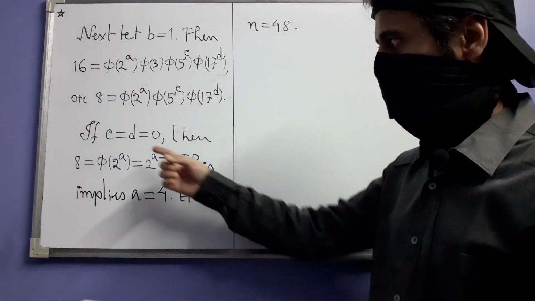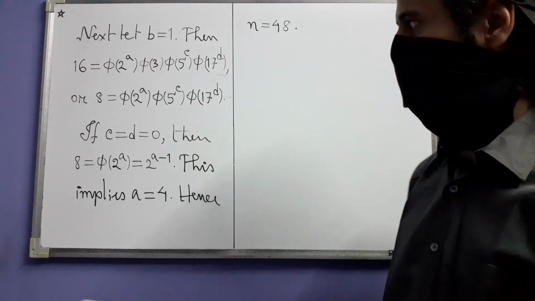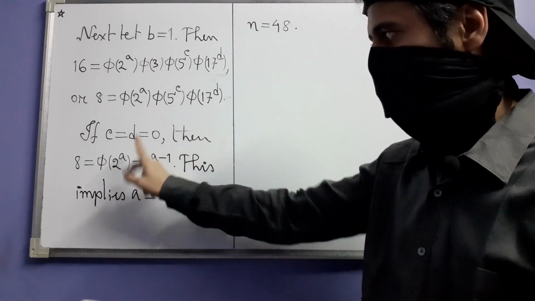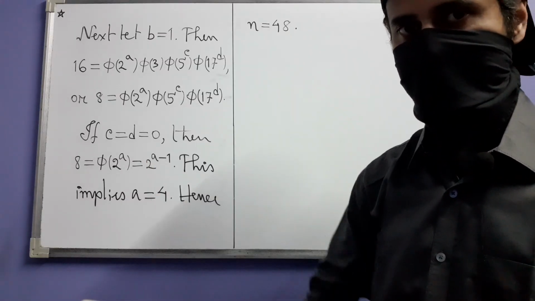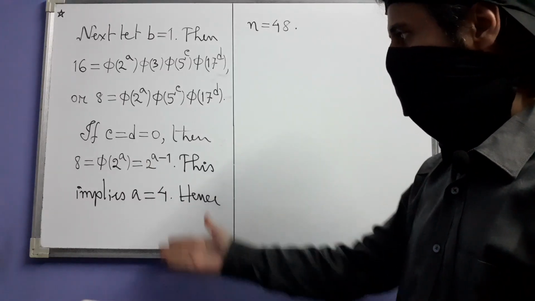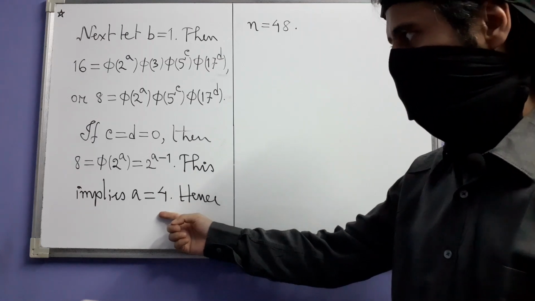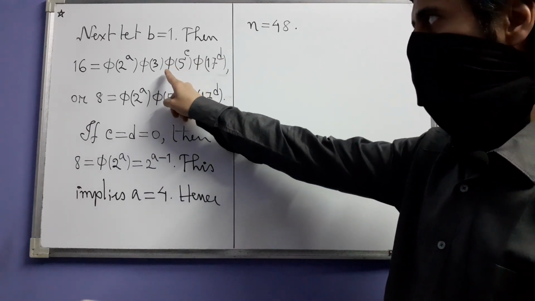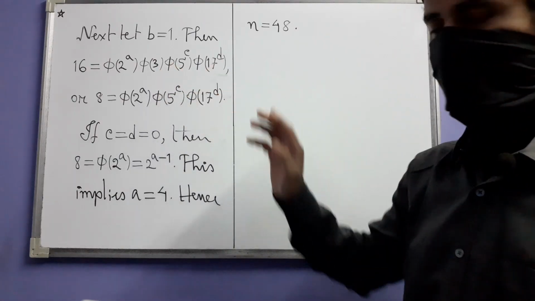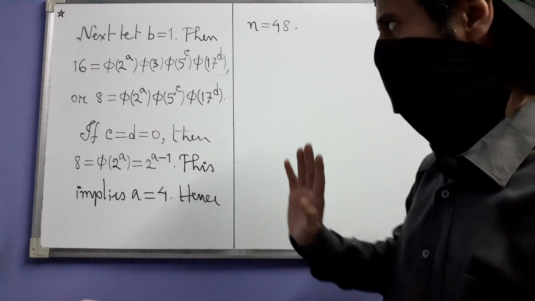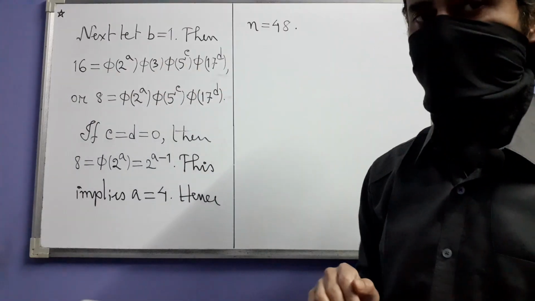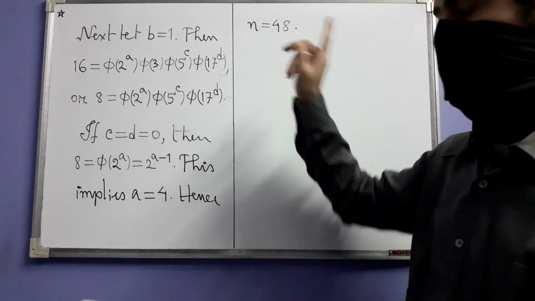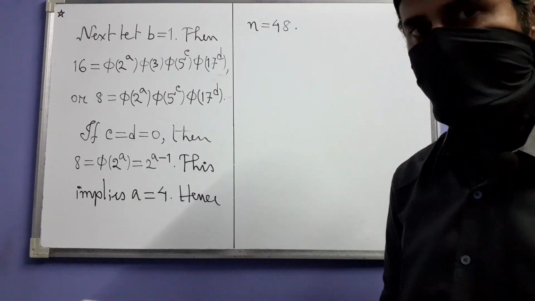So the first case, c and d are both 0. So now the equation reduces to this: 8 equals phi of 2 to the power a, which is 2 to the power a minus 1. And then solving this, you get a equal to 4. So a is 4, and because b is 1, 3 is there, and 5 and 17 are not there because c and d are 0. 2 to the power 4 is 16. 16 times 3 is 48. So this is another value.